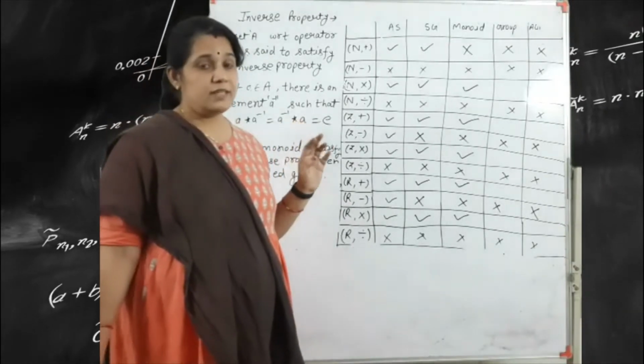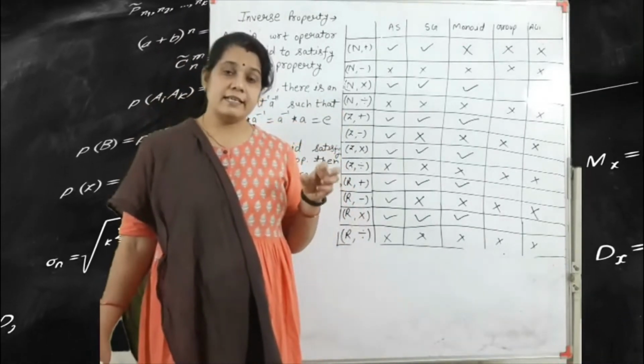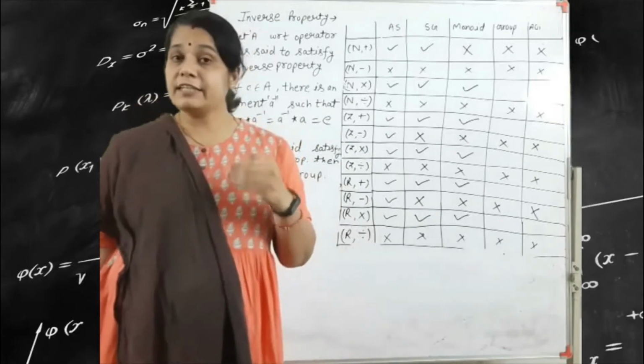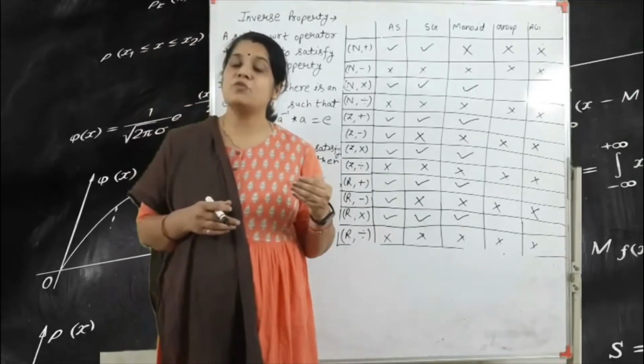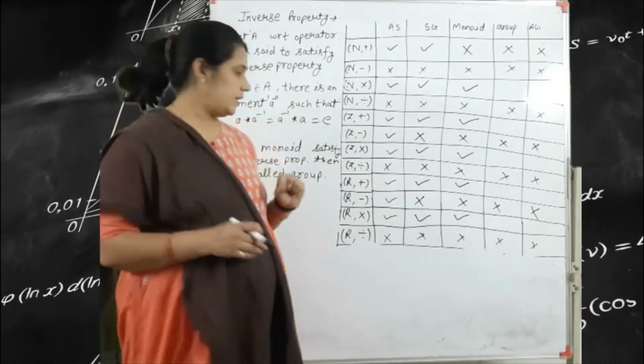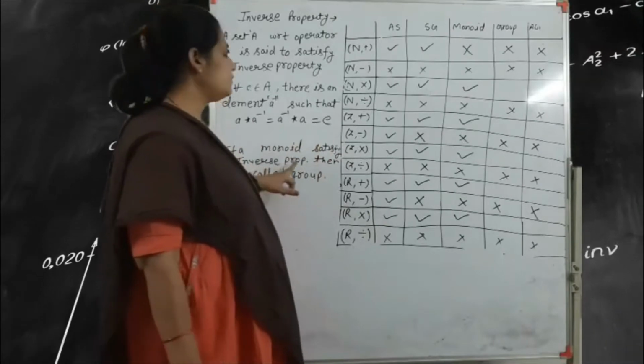That means what? If we use the plus operator, we get 0 as the identity element. But if we use the multiply operator, our identity element is what? Our identity element is 1. Okay. So here if a monoid satisfies the inverse property.